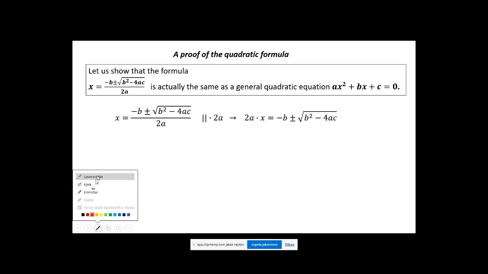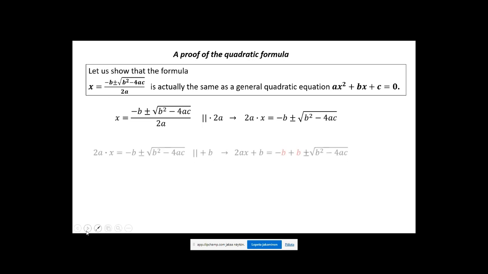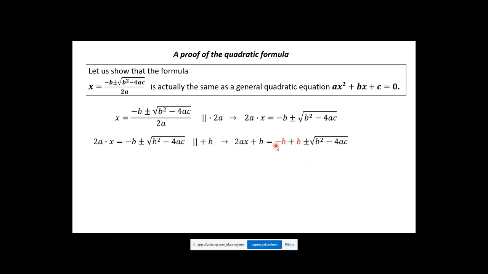Let us begin multiplying the whole equation with 2 times a, and so we get rid of the denominator. And after that I want to get rid of this minus b, and so I want to add plus b to both sides of the equation. So minus b repeals plus b, but however we have to add this plus b on the left side of the equation.